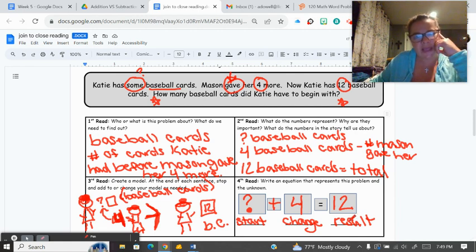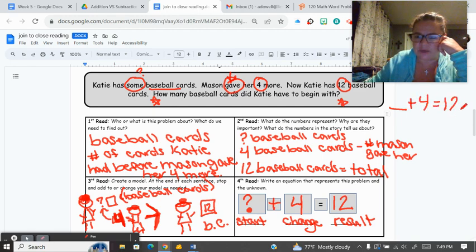All right, go ahead and figure out a way to solve. If you need to use manipulatives, go get them. You can absolutely use your manipulatives to solve. Go ahead and pause the video. All right, let's take a look. We have blank plus 4 equals 12.